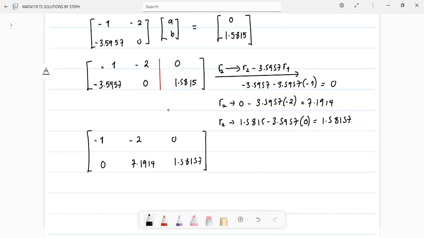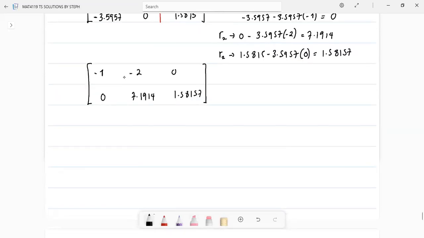Okay, so remember that we have A and this is B. We are going to use backward substitution. So this is multiplied by B equal to this constant here. So 7.1914 times B equal to 1.58157. So our B is equal to 1.58157 divided by 7.1914. So we have about 0.219925. Okay, so that's our B.